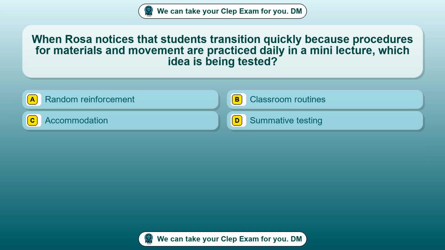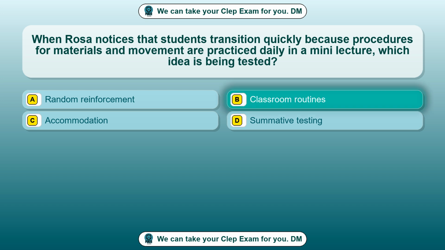Question 71. When Rosa notices that students transition quickly because procedures for materials and movement are practiced daily in a mini lecture, which idea is being tested? Option A, random reinforcement. Option B, classroom routines. Option C, accommodation. Option D, summative testing. The correct answer is option B.